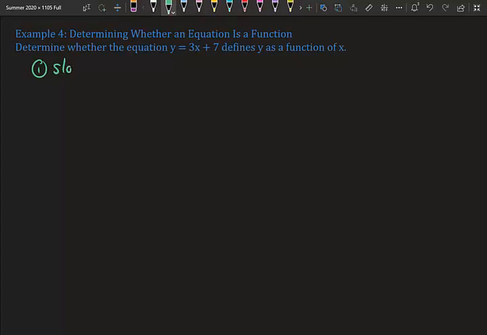So the first thing that we need to do, we need to solve for y. So in our equation, we have y equals 3x plus 7. We need to solve for y. Y is already solved for. So I'm actually going to let you guys know that y is already solved for.